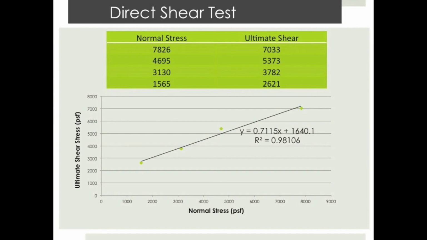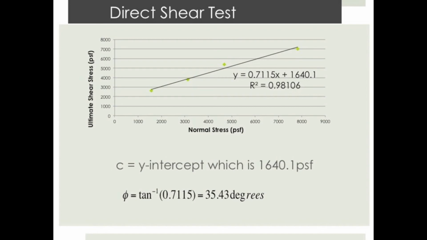The equation of the line can then be set equal to Coulomb's failure criterion, and the parameters cohesion and angle of internal friction can then be solved for. C, cohesion, is directly read off from the equation of the line. In this case, our test soil can handle 1,640.1 pounds per square foot of shear stress without any normal load before failure.